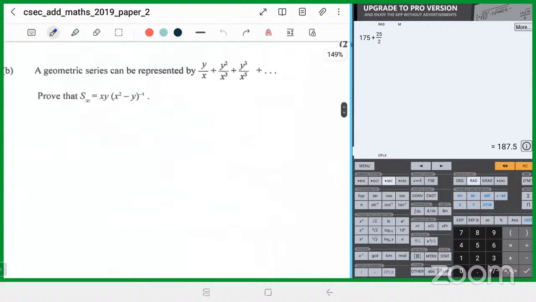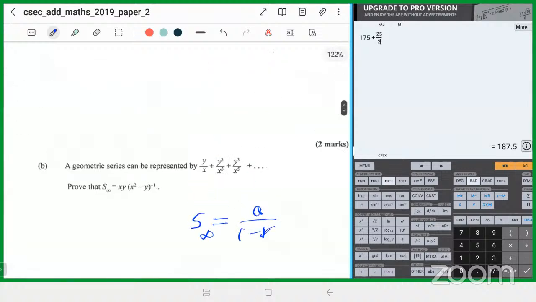It's a GP. Let's prove that the sum to infinity is that. Come on, it's easy. I give you this series, and I tell you to prove that this will be the sum to infinity. I have remembered that the sum to infinity is a over 1 minus r. That would have been on the formula sheet. That's the sum to infinity: a over 1 minus r. Let me see the formula sheet.